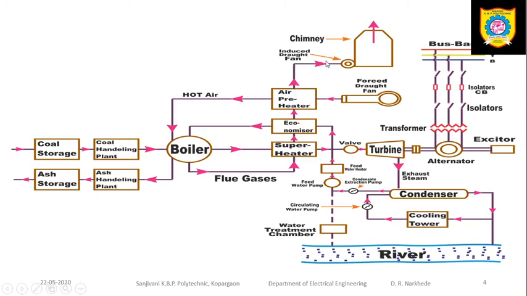After that, these flue gases are released into the atmosphere through the chimney. The height of the chimney is nearly 60 to 70 meters or more, depending on the size of the plant.